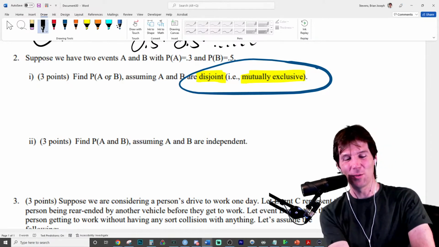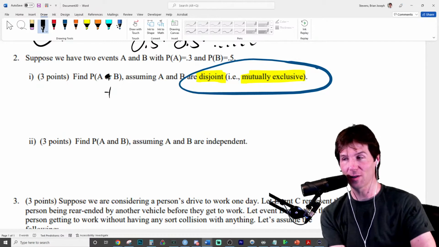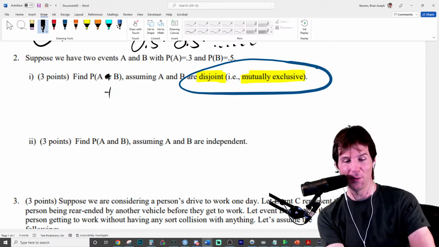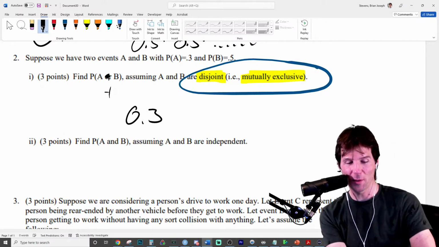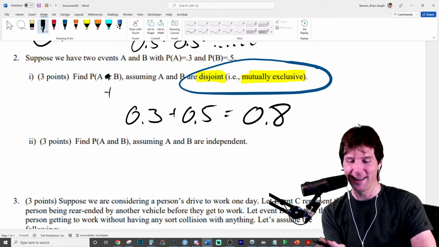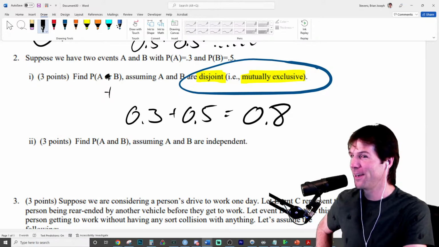So we're using the addition rule. This can just become an "and," a plus right here. So assuming that they are disjoint/mutually exclusive, we can add them. So we're just going to go 0.3 plus 0.5 equals 0.8. And we're good to go on that right here.